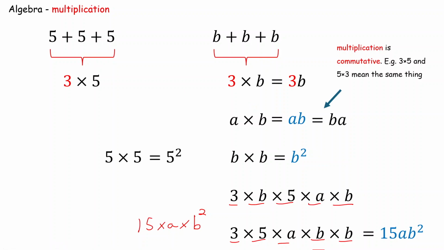Okay, so that's algebra and multiplication. Now, algebra and division, how do we write some things? So 12 divided by 3, again, I'm not interested in the fact it is equal to 4. I'm interested here in the fact we can write this as 12 over 3. This means the same thing.